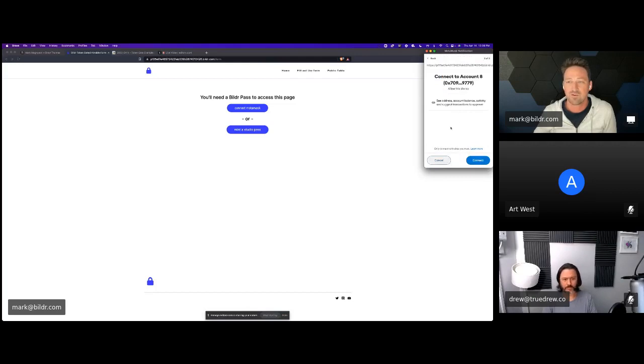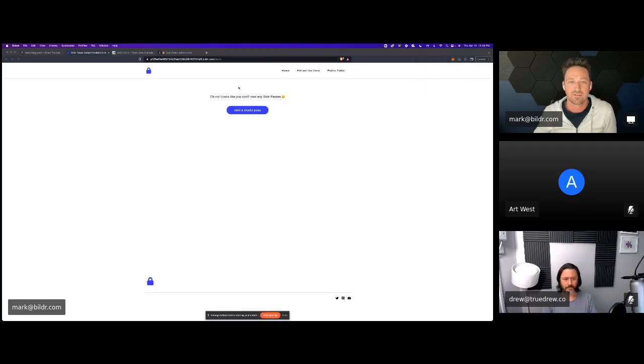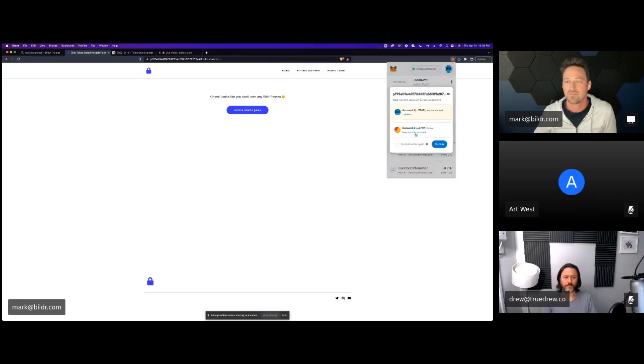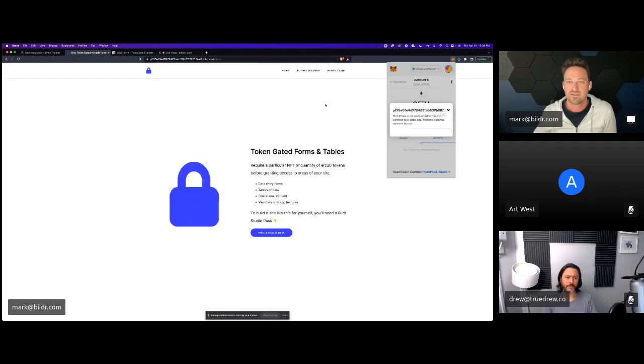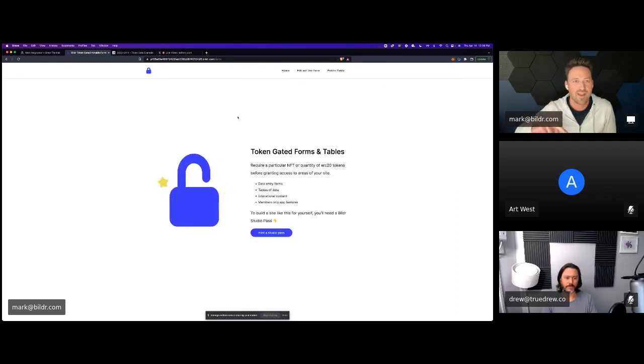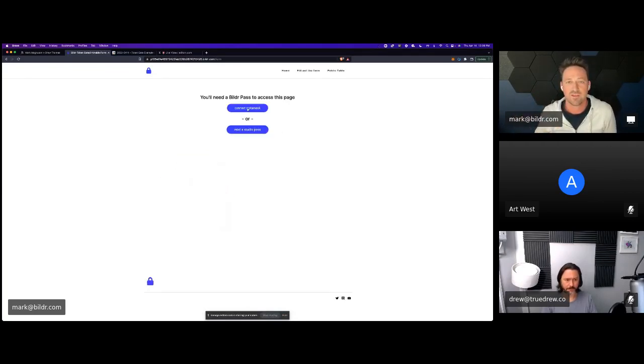I'm going to connect only here. So this is not doing the full sign-in, it's just connecting. All right, and it says, oh, you don't have a Studio Pass. So let me connect with a different wallet. We'll switch here, and I'm going to disconnect first. And what I want you to notice, when this disconnects, the page actually flipped me back out. So Bildr has built-in actions that just know what's going on with the wallet, and you can actually be listening for those things and actually change the UI based on it.